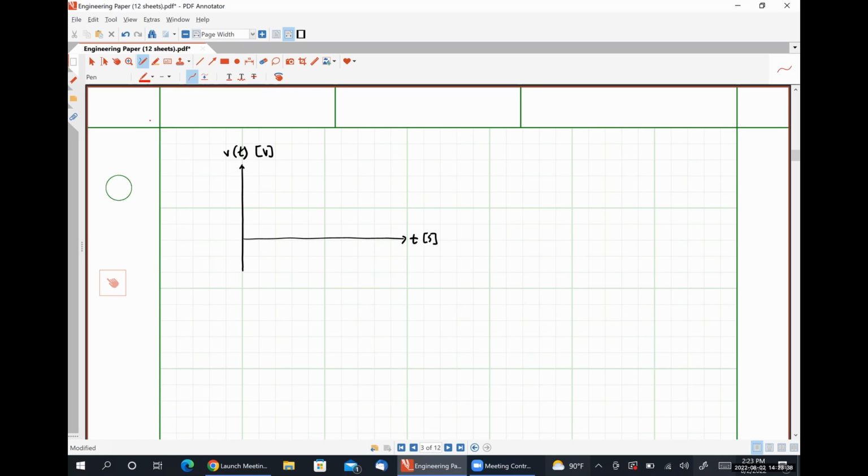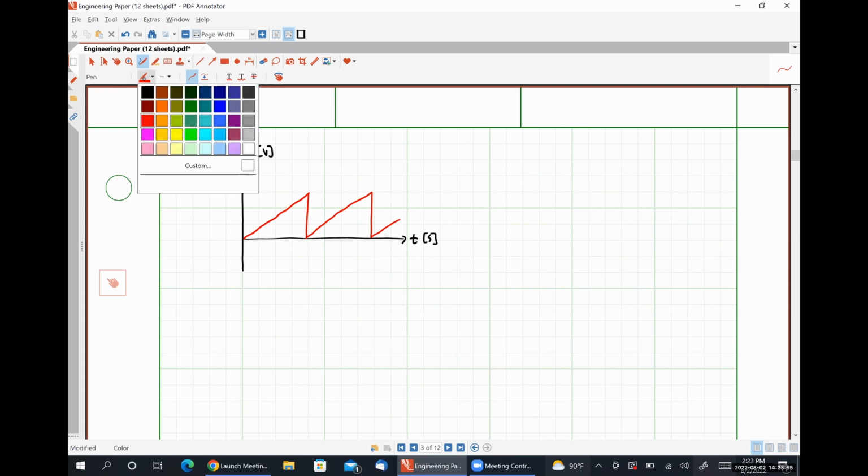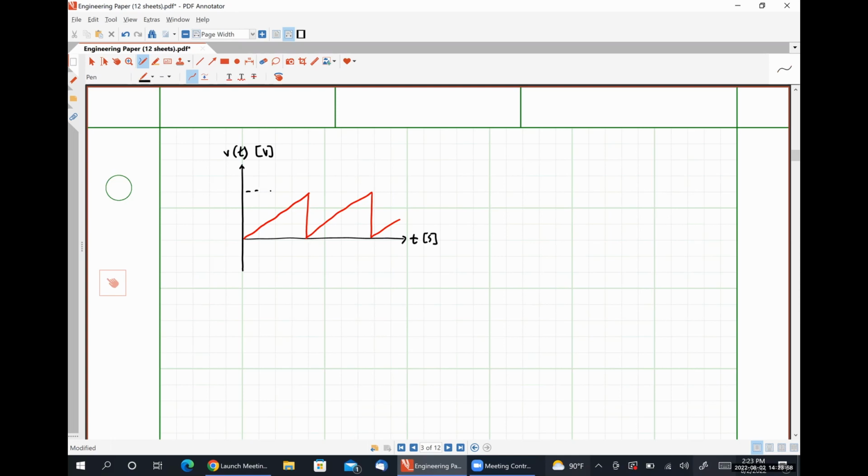So let's say that we have a wave that looks something like this. Just over and over and over again, this train of triangles. And let's say that the peak value of the triangle corresponds to some voltage V naught, and one period occurs in T seconds, so 2 periods occur in 2T seconds, et cetera.